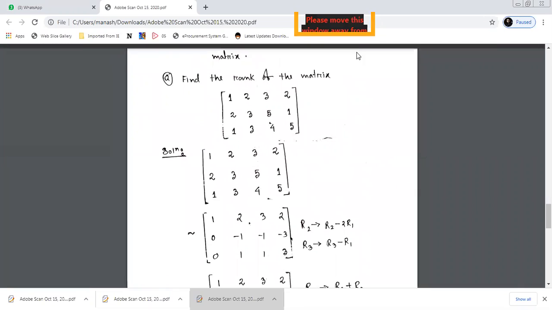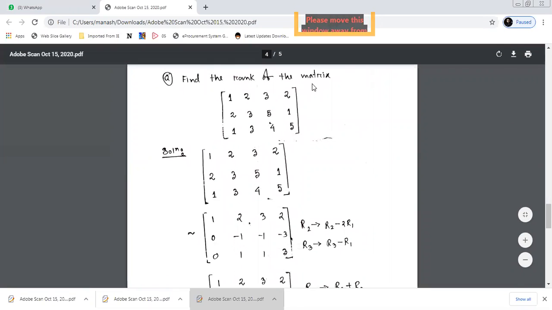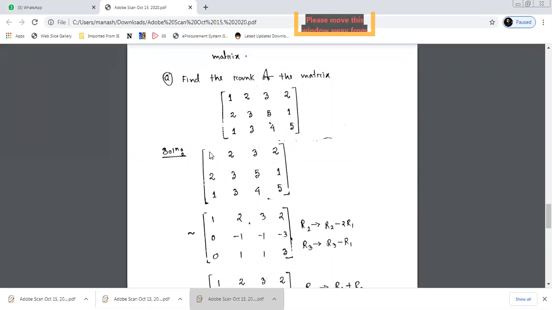Now see here, find the rank of the matrix. This is a matrix of order 3 by 4. The same thing happens here as in the case of the inverse of a matrix. Our first aim is to make this element equal to 1. In this case, it is already 1, so there's no problem. Our next step is to make those elements equal to 0.